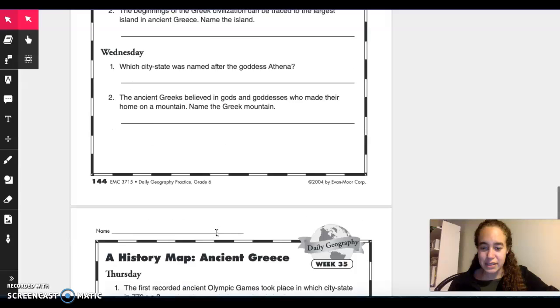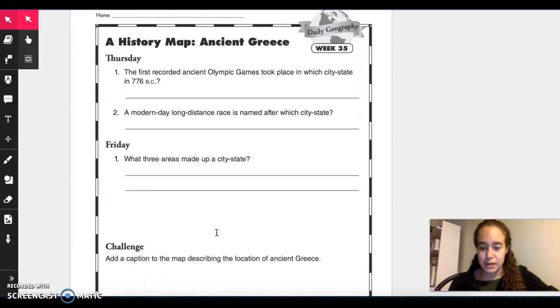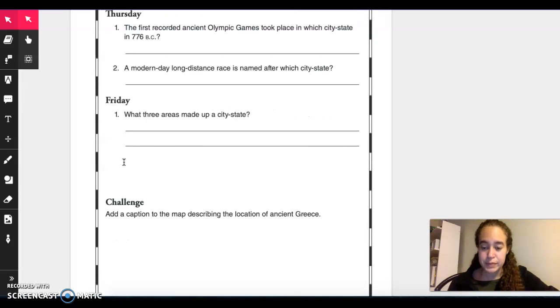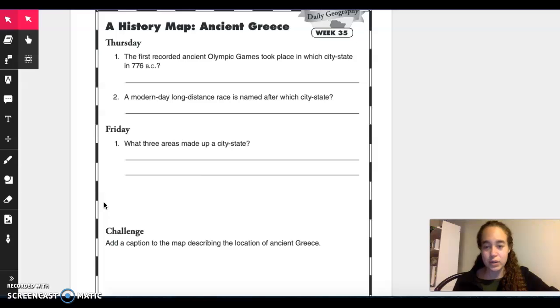And finally, if I go down to Friday number 1, this is the part where it talks about it. What's a city-state? This is not on your map. Friday number 1 is in the vocabulary section or in the paragraphs. And then this challenge, you do have to do the challenge. It is add a caption to the map describing the location of ancient Greece. So in one sentence, tell me where in the world is ancient Greece in your own words.